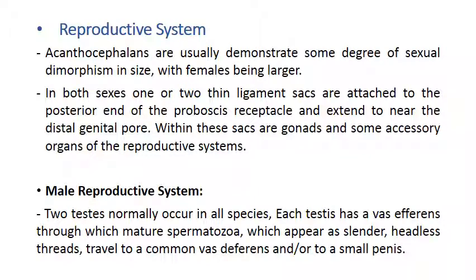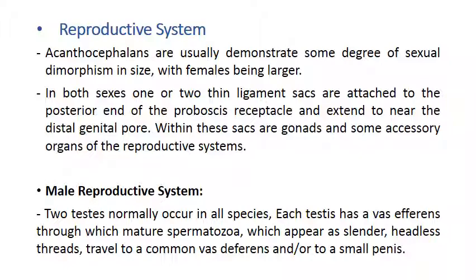About the reproductive system of adult Acanthocephala, it usually demonstrates some degree of sexual dimorphism in size, with females being larger than males. In both sexes, one or two thin ligament sacs are attached to the posterior end of the proboscis receptacle and extend to near the distal genital bore. Within these sacs are gonads and some accessory organs of the reproductive system.